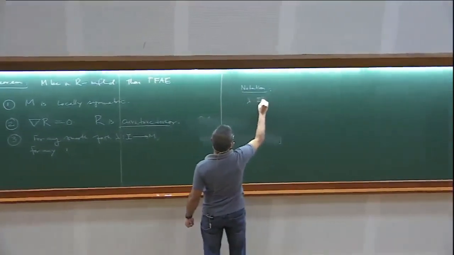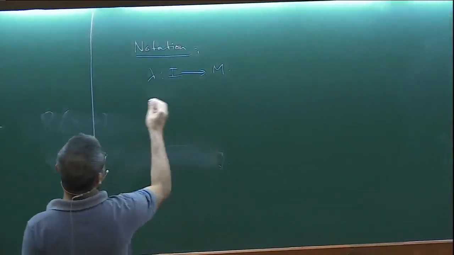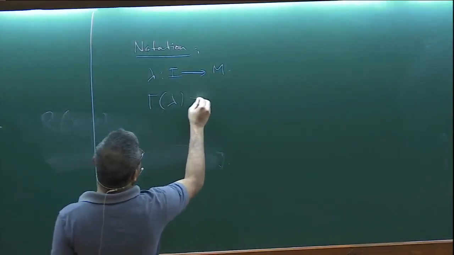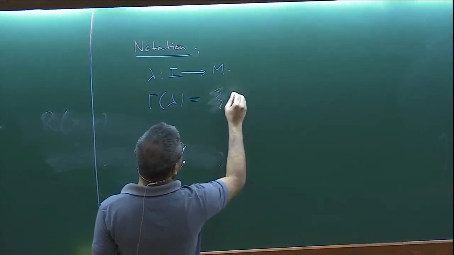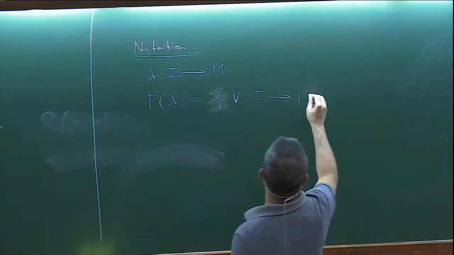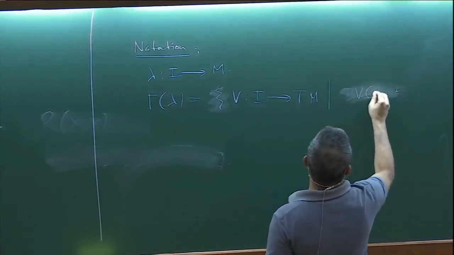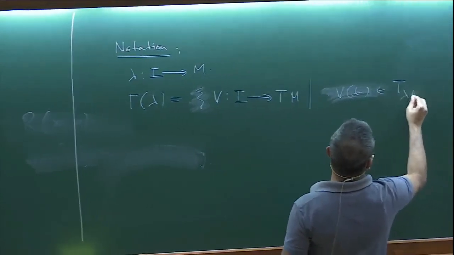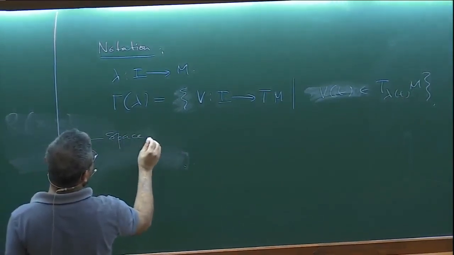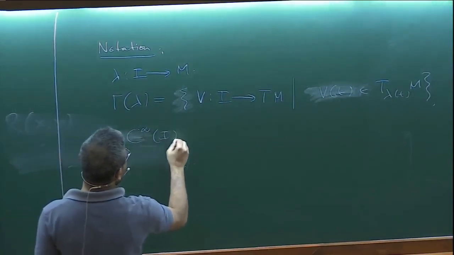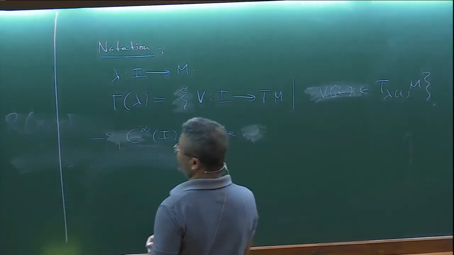So if lambda from I to M is a smooth path and M is equipped with a connection, I don't need the connection now. So I consider gamma, the space of vector fields along lambda, that means V from I to TM such that pi of V(t) is lambda(t). This is the space, a C infinity I module. That's it. Okay. All right.